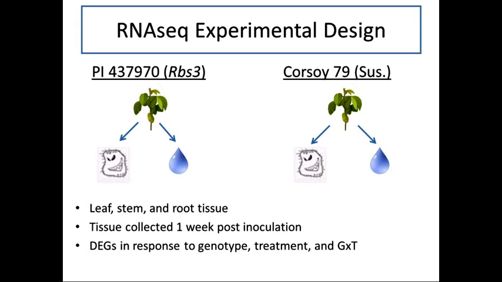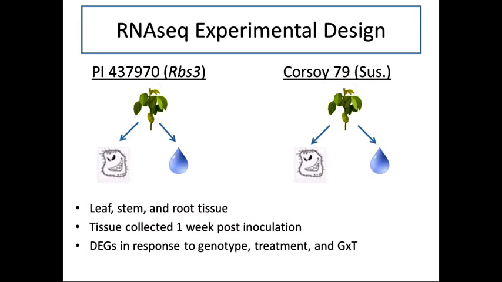In my RNA-Seq study, I had 2 genotypes, resistant and susceptible. The resistant genotype is PI437970, which has the RBS3 gene. This is the gene that I chose because it's the finest mapped, the one that's only 5 centimorgans long. The susceptible genotype I used was Corsoy79. In each genotype, I infected half the plants with the pathogen, P. gregata, and half with water agar as a mock inoculated control. Both treatments were injected into the stem of the soybean at the soil line.